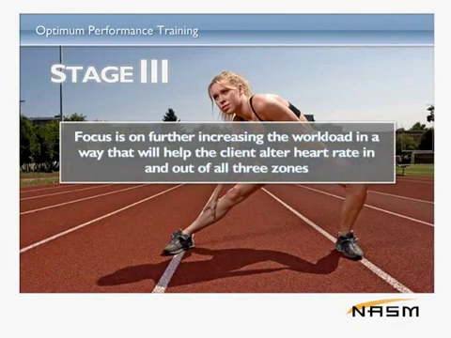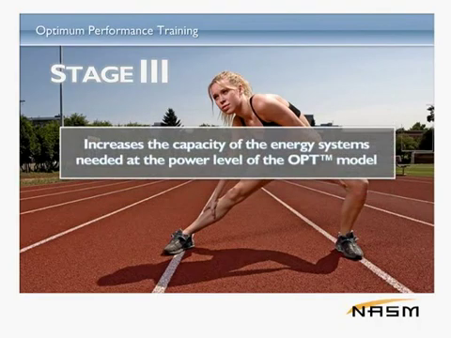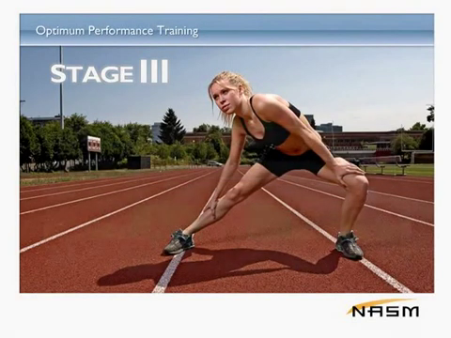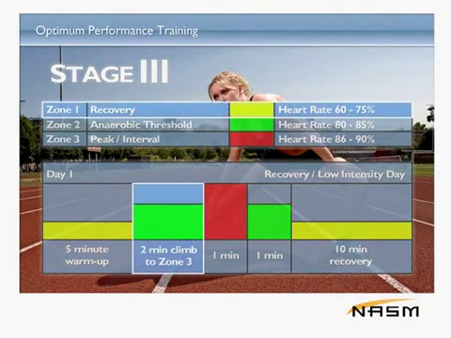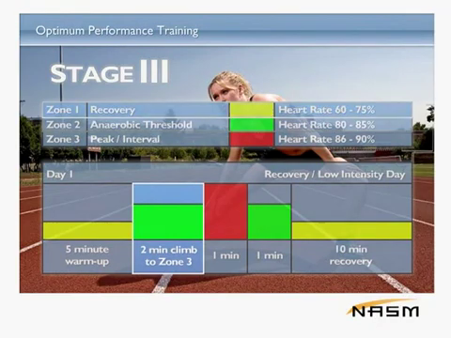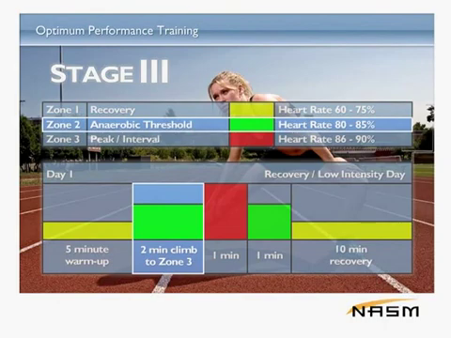The focus in this stage is on further increasing the workload in a way that will help the client alter heart rate in and out of each zone. Stage 3 training increases the capacity of the energy systems needed at the power level of the OPT model. Start with a warm-up in Zone 1 for 5 to 10 minutes. Then, increase the workload every 60 seconds until reaching Zone 3. This will require a slow climb through Zone 2 for at least 2 minutes.